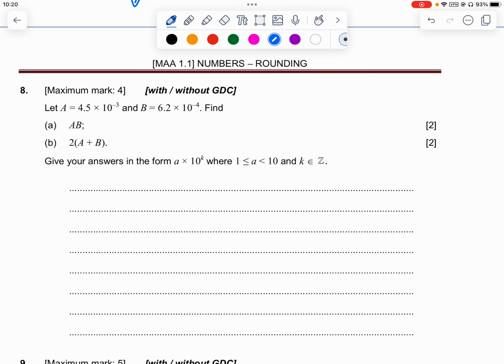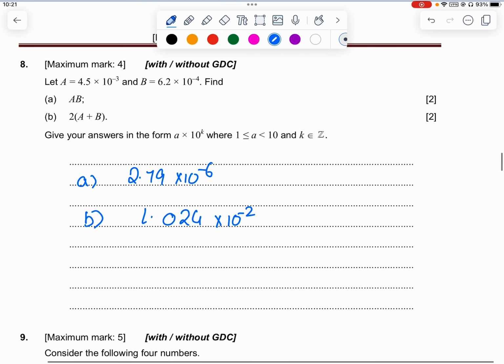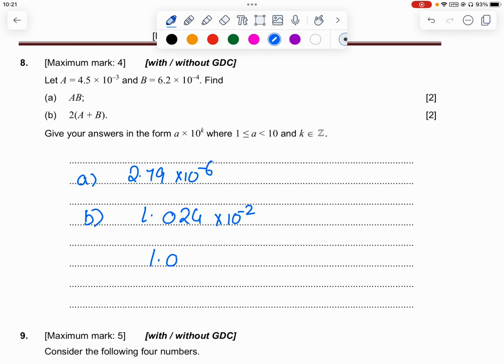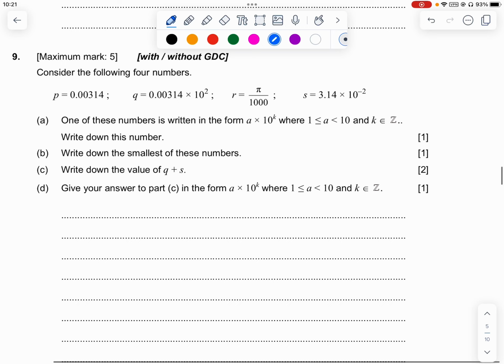Question number 8. A is given, B is given, find AB. AB is 2.79 times 10 power negative 6. Part B, 2 times A plus B. Directly I'm writing the answer. It should be 1.024 times 10 power negative 2, or else you can write it as 1.02 times 10 power negative 2. Check your answers.